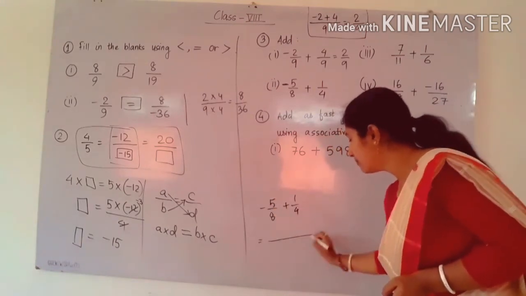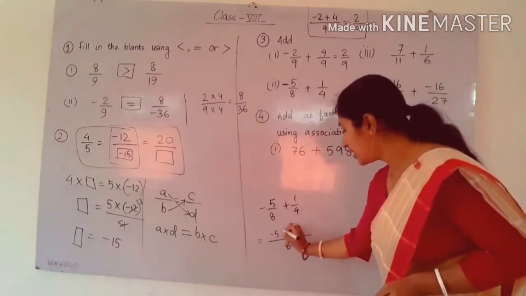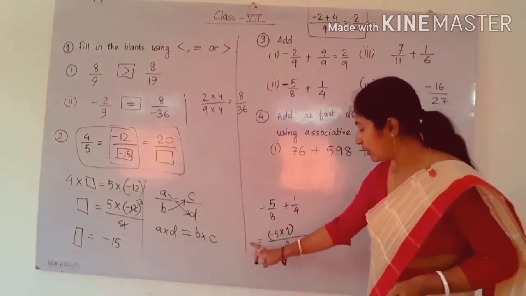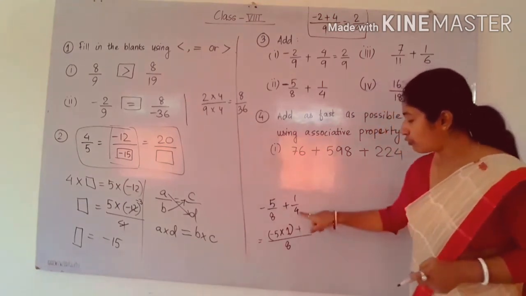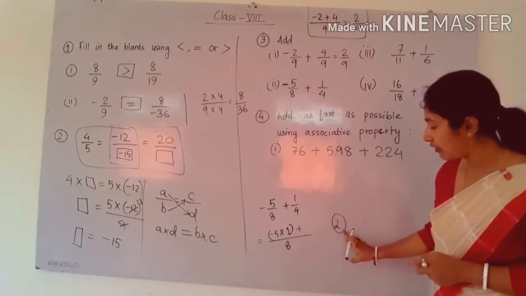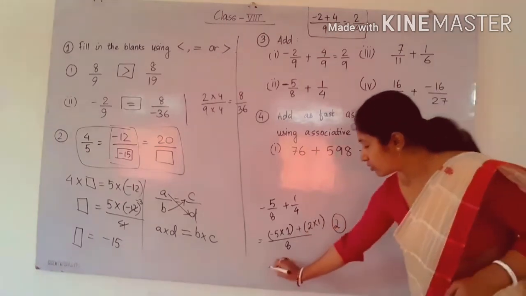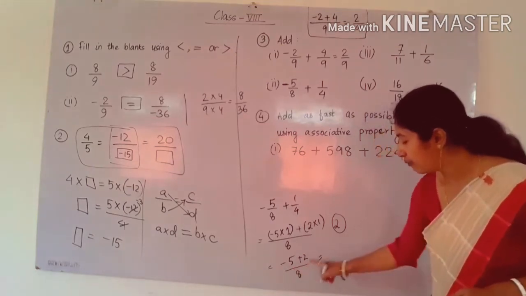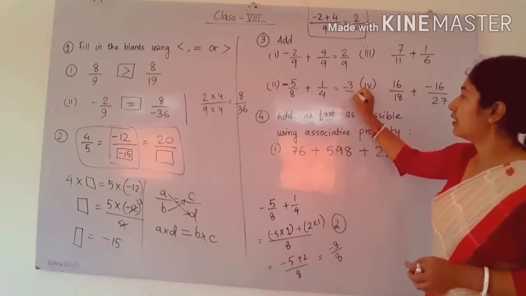So the answer is like this. 8 will be the LCM. So here minus 5 will be multiplied by 1. Why? Because 8 ones are 8. So in between 1 is present. So 1 will be multiplied by minus 5, plus, here you have to check, 4 2s are 8. So here we are having 2. So you have to multiply 2 with 1. So it will be minus 5 plus 2 by 8. So minus 5 plus 2 will become minus 3. So the answer will be minus 3 by 8.